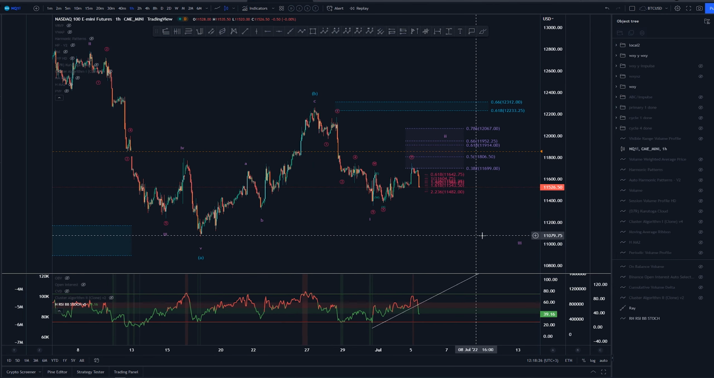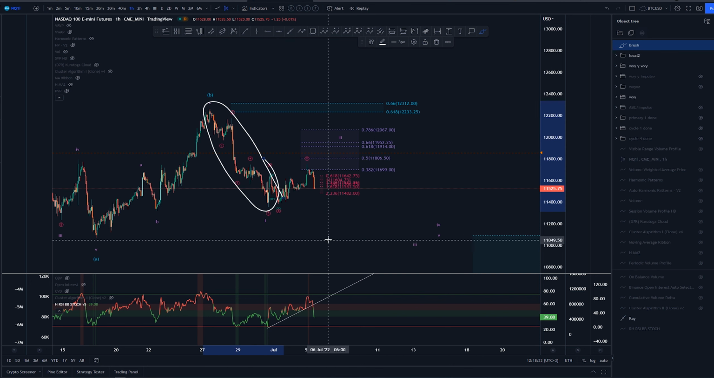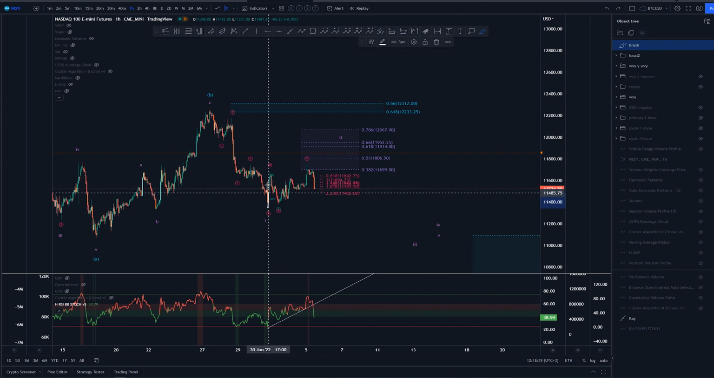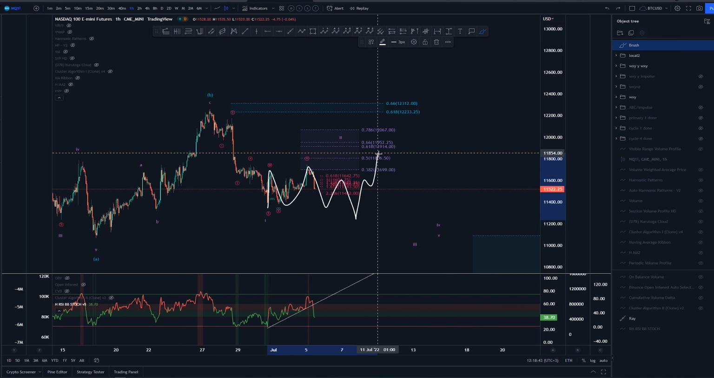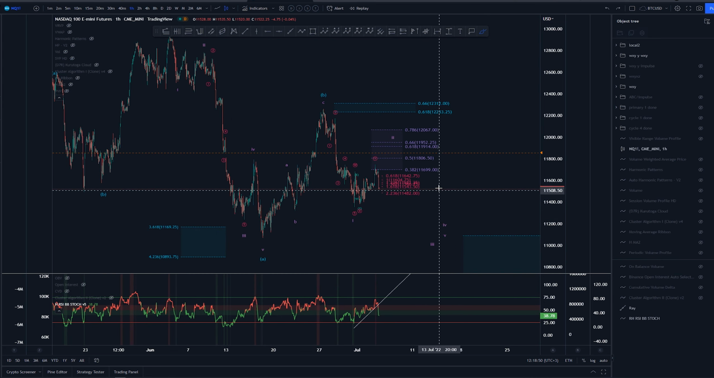So it is possible that we have already corrected the whole structure here. But yeah, it is also possible that we are going to be making 3 waves here, something like this, and then again getting back up higher, as this is a very small correction overall in price. But we'll see what happens.